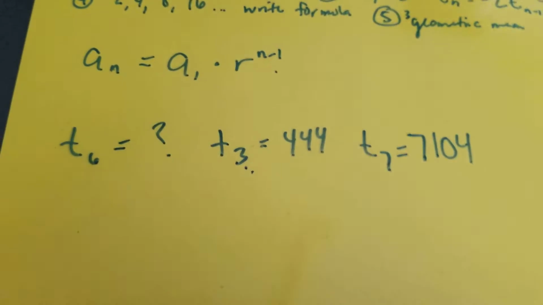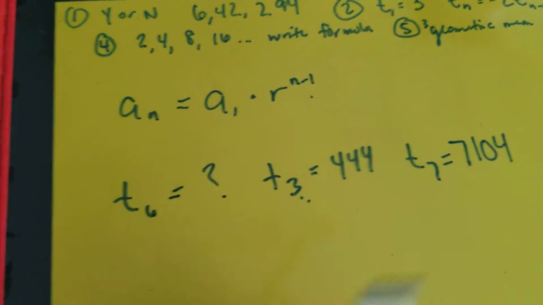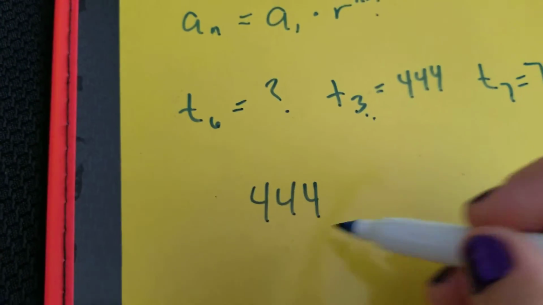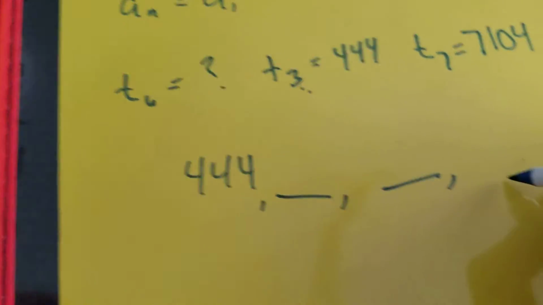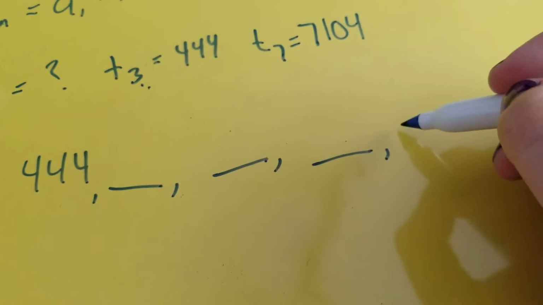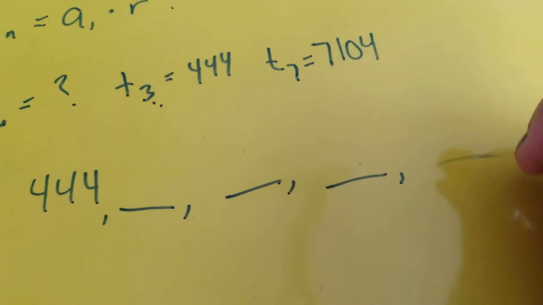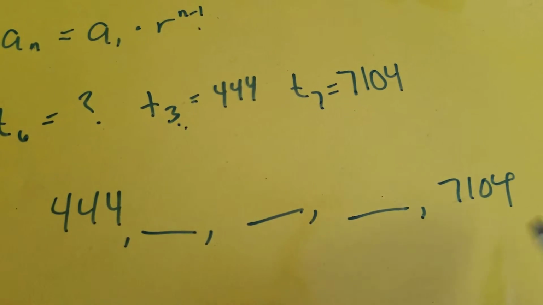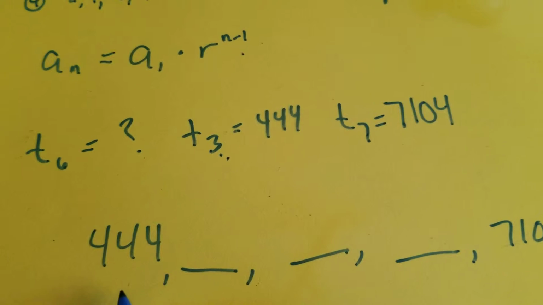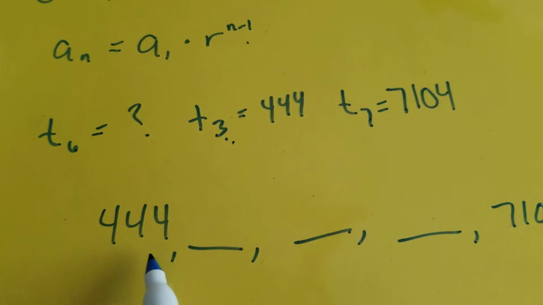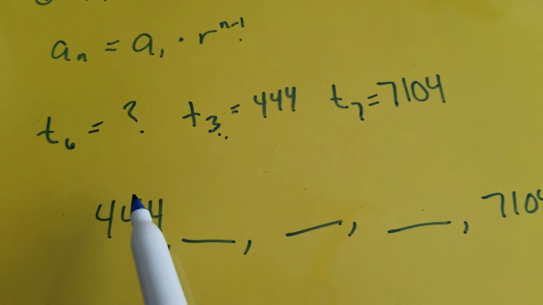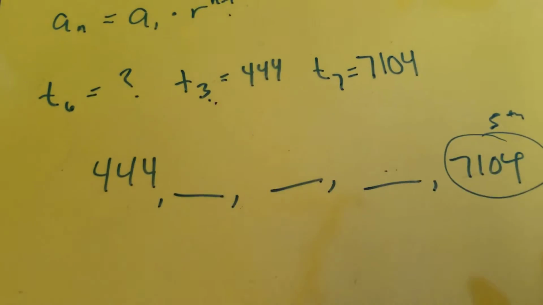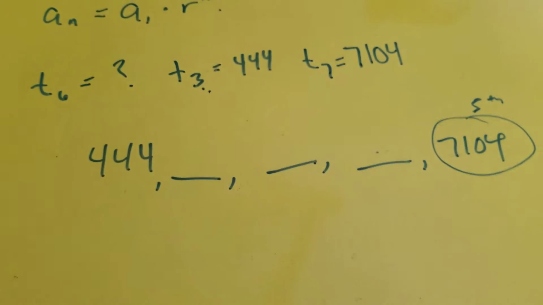And what I mean by that is if this is 444, then I have the fourth term, the fifth term, the sixth term, and the seventh term. And the seventh term was 7,104. So when I put this into the formula, this is going to become my new first term, in which case the seventh term is now going to be 1, 2, 3, 4, my fifth term. I hope that makes sense. If not, just let me know and I'll explain it again.